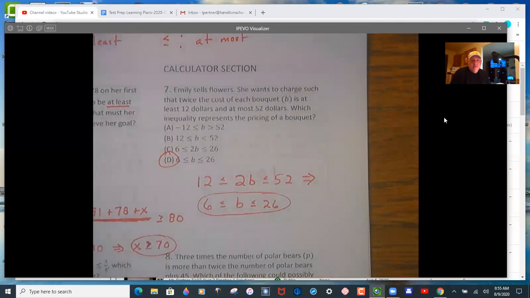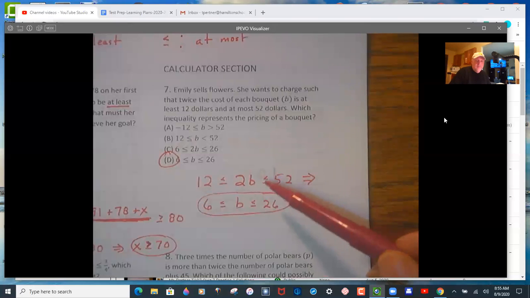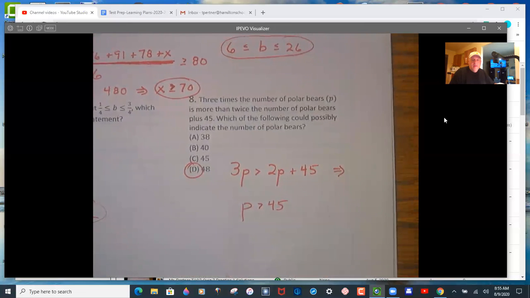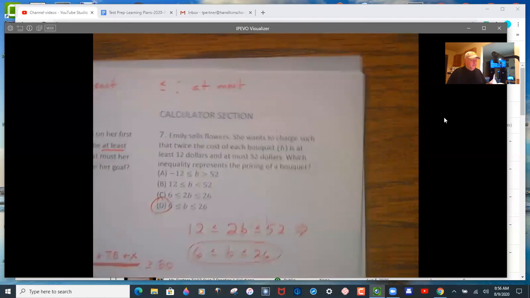So between 12 and 52 is what that's saying, and then twice the cost. So you would divide that compound inequality by 2 everywhere to get what the cost of one bouquet is. So here, pretty straightforward. So 3 times the number is more than twice the number plus 45. What is that? The number of polar bears. More than 45.